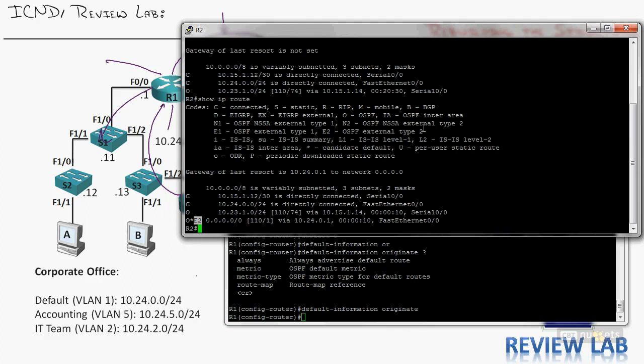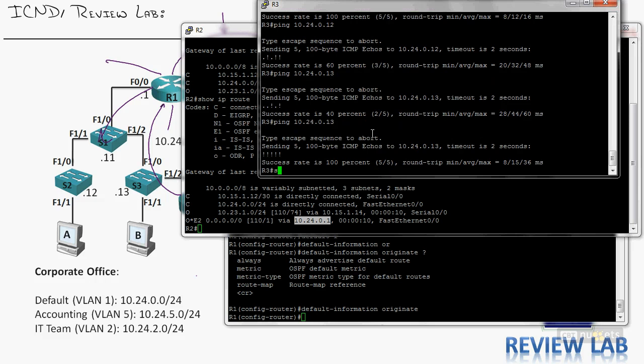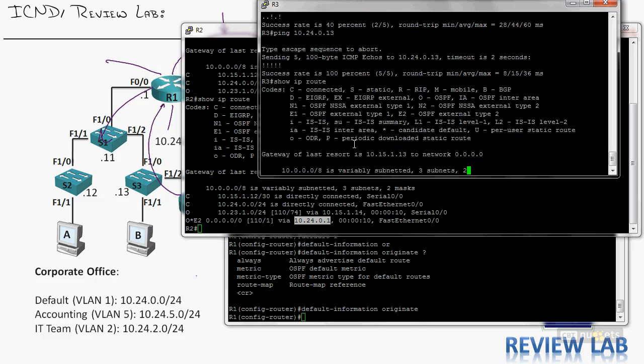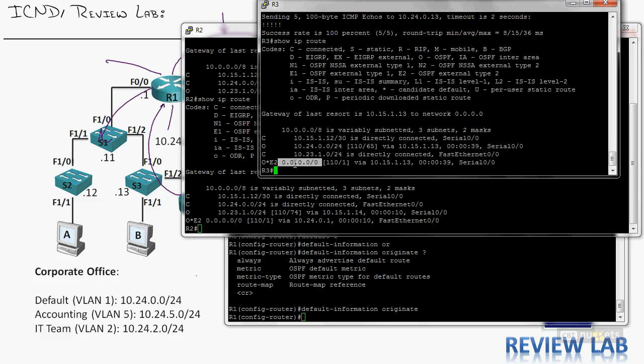We'll see it, but we won't get too deep into external type 1, type 2 routes in this series. That's more CCNP stuff. But nonetheless, we now have a default route pointing to router 1, and I can even go over to router 3. I didn't do anything over here, but it will just propagate that default route on and on. It sees the same default route pointing to router 2 as its path to get there.